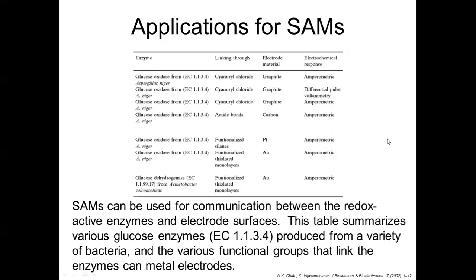So here are some applications for self-assembled monolayers. These can be used for communication between redox active enzymes and electric surfaces. This table summarizes various glucose enzymes produced from a variety of bacteria and various functional groups that link the enzymes to metal electrodes. So this is a handy chart that gives you the ability to link these enzymes to a surface to make, for example, some type of biosensor.